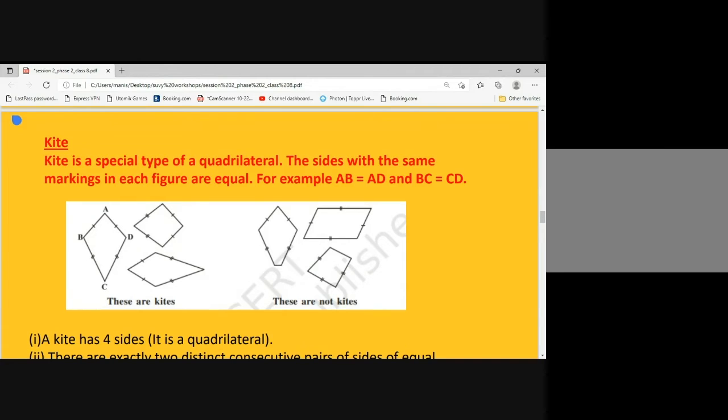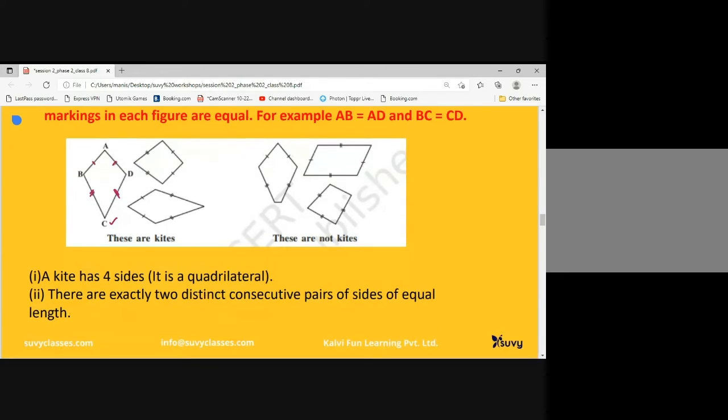For example, this figure is given to you, A, B, C, D. AB is equal to AD. BC is equal to CD. One line shows this is equal to the one-line figure. Two lines show it is equal to the two-line figure. It means when two pairs of adjacent sides are equal, that is called a kite. Because in a kite there is no condition regarding parallel or not parallel, right?